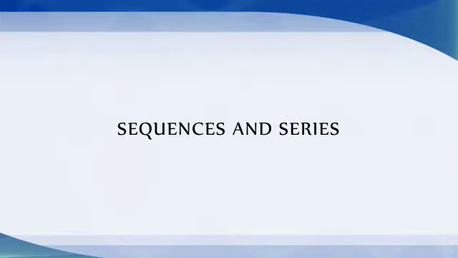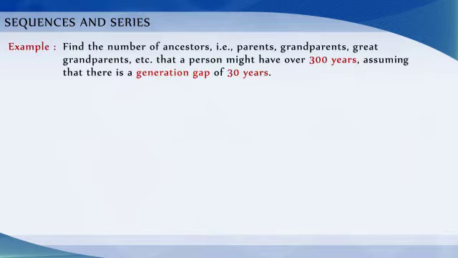Sequences and series. Consider the following example. Suppose you are asked to find the number of ancestors, that is, parents, grandparents, great-grandparents, etc., that a person might have over 300 years by assuming that there is a generation gap of 30 years.